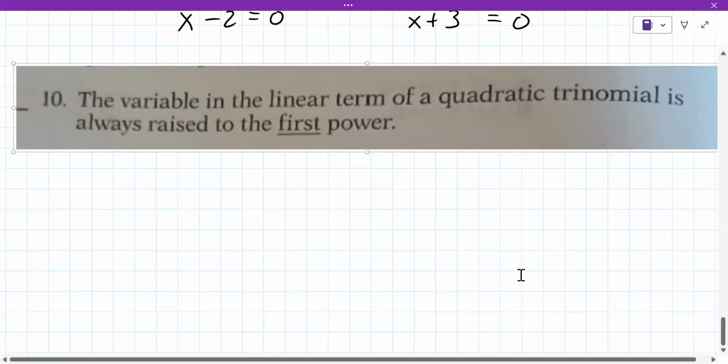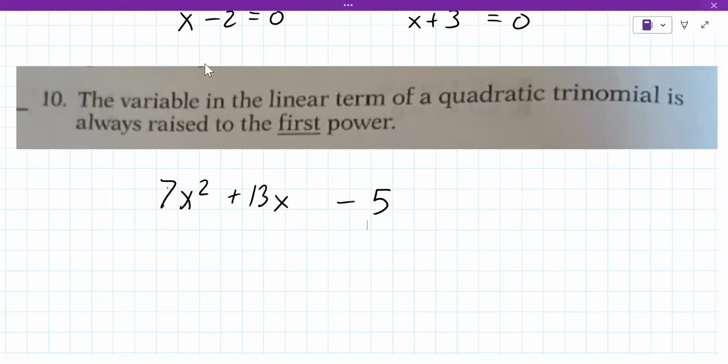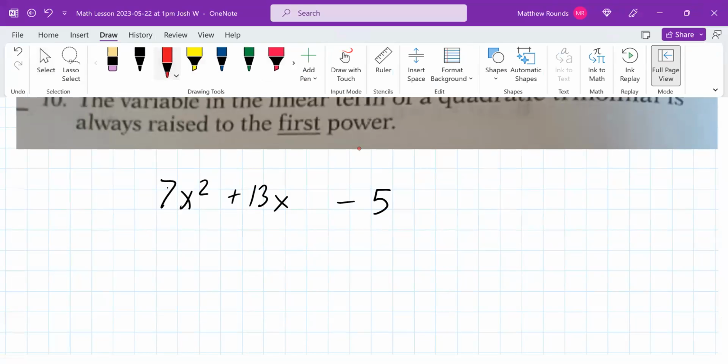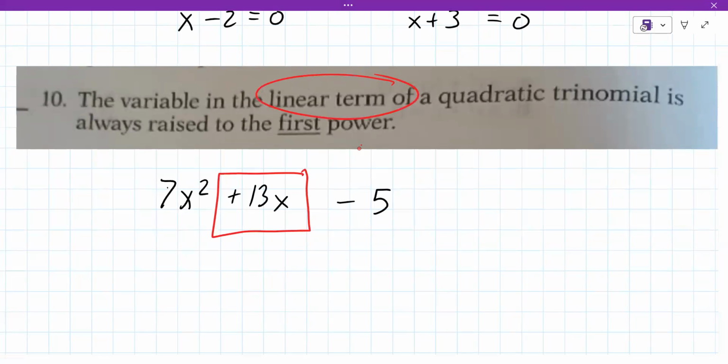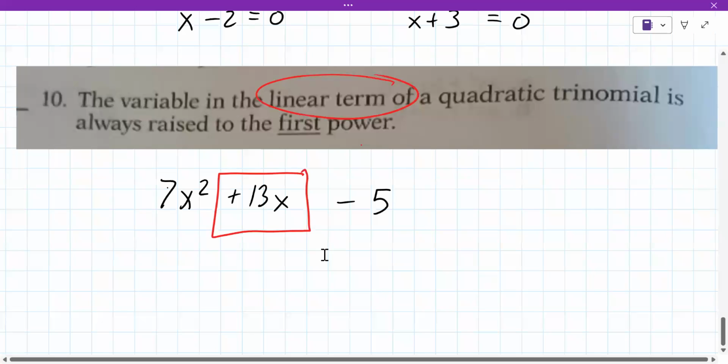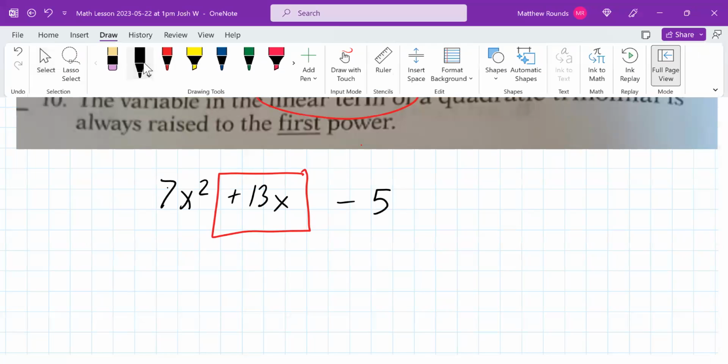Okay, so we're gonna write this out here. Here's an example: 7x squared plus 13x minus 5. So the linear term, use the pen here, the linear term is this one. Do you see a variable in that red block? The x, yes. What's the exponent of this? 1. And that's what it says there. So this is true.